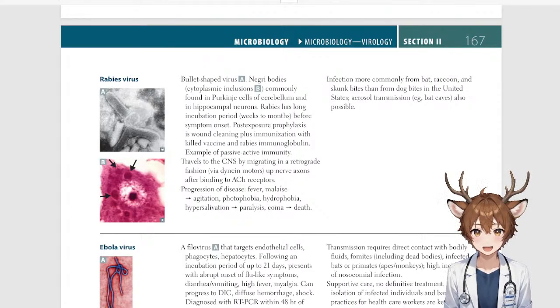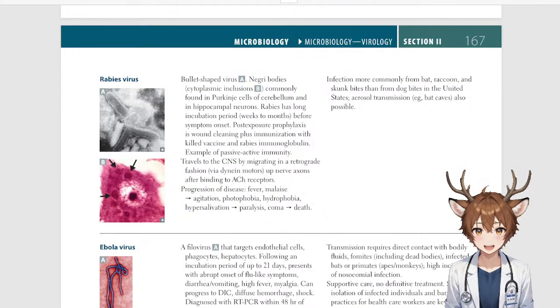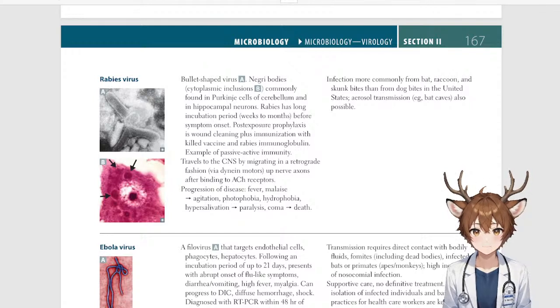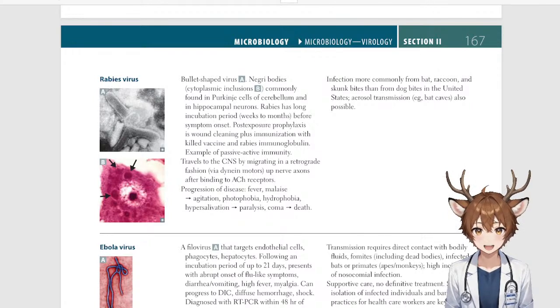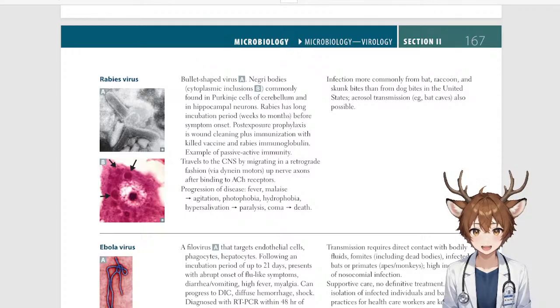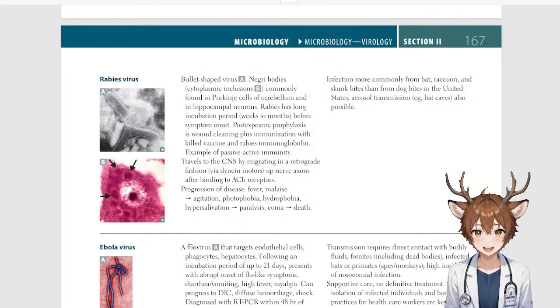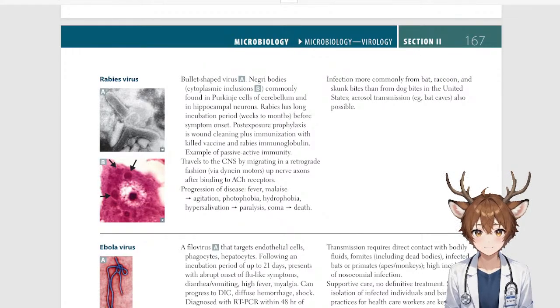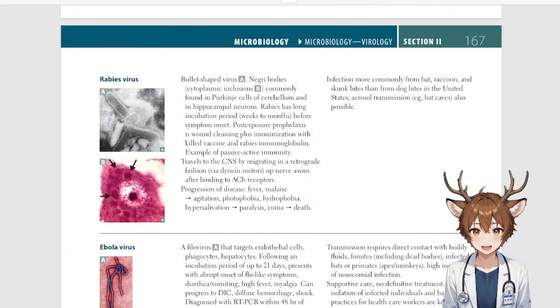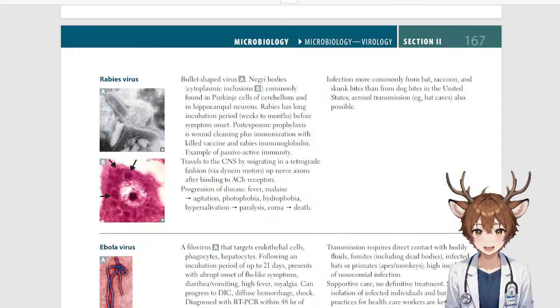Travels to the CNS by migrating in a retrograde fashion via dynein motors up nerve axons after binding to acetylcholine receptors. Progression of disease includes fever, malaise, leading to agitation, photophobia, hydrophobia, and hypersalivation, which leads to paralysis, coma, and death. So, once you start seeing things like photophobia and stuff like that, you're basically going to die. Like, you're done. Sorry, you're cooked. It's over. You're chopped. Too bad.